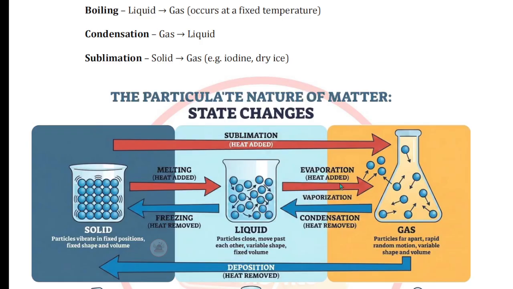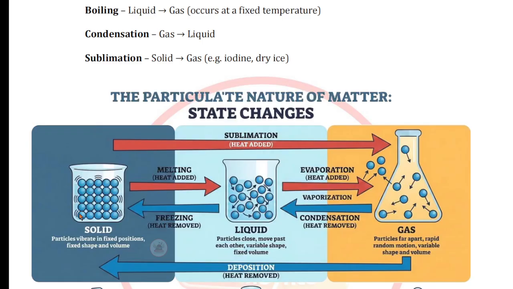This process is called evaporation. If you remove heat from a gas, it is called condensation because it is reversed now. You understand, right? But did you know that there's a direct change where a solid goes to a gas without passing through the liquid process? This is known as sublimation.